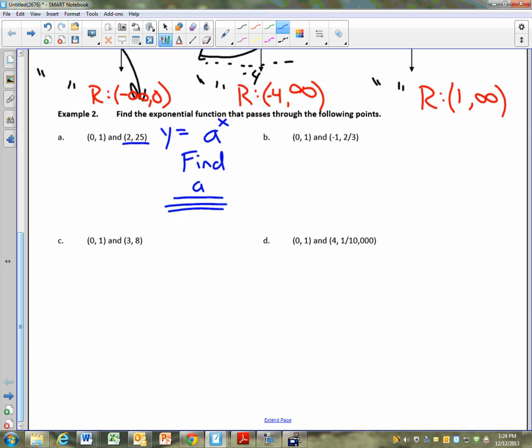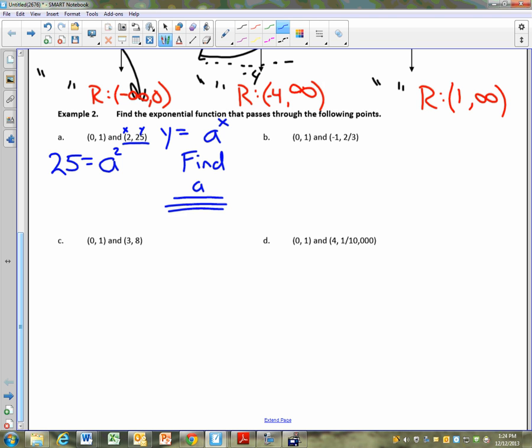Let's look at that. This is my y value, and this is my x value. What we're going to do is write an equation with those put in the place of x and y. So 25 is equal to a to the second power. Everybody see where I got that? I just used my function, I put in the x and the y values.